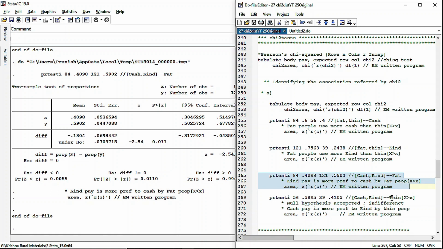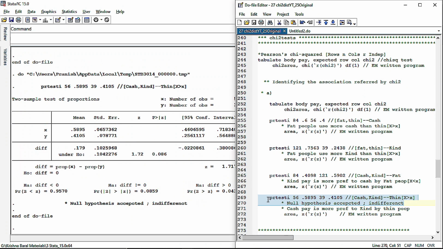Now let us keep the thin people constant. Let us see which mode of payment is popular among the thin people, cash or kind, and which percentage is more. Cash percentage is more in this case. So cash payment should be more popular among the thin people. Let us see whether this statement is supported by the proportion test as well. The Z score is 1.71, and in this case we fail to reject the null, and in this case we reject the null.